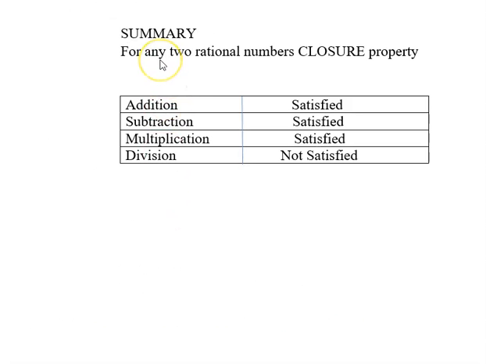So now we'll summarize the closure properties for rational numbers. For addition, the closure property is satisfied. For subtraction, the closure property is also satisfied. Multiplication is also satisfied. For division, it is not satisfied. If you get 0 in the denominator, then it's not a rational number. So for division alone, the closure property is not satisfied.